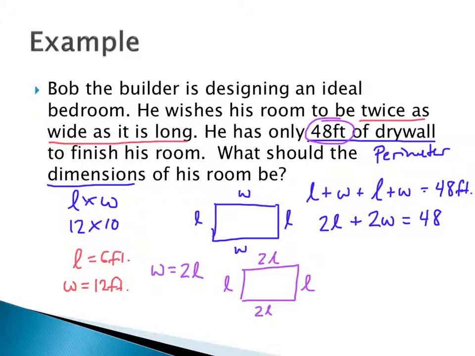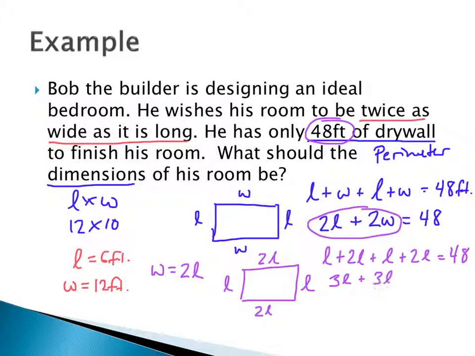And I can say, if I think of the perimeter again, if I add all sides, I have L plus 2L plus L plus 2L. It's going to give me 48. Again, looking at the perimeter. Now notice this is a lot easier because instead of 2 variables, I have only 1. So I can add all the variables on this side of the equation and simplify it down. L plus 2L gives me 3L, plus L plus 2L is 3L. I can combine these. 3L and 3L is going to give me 6L, and I can set it equal to 48.